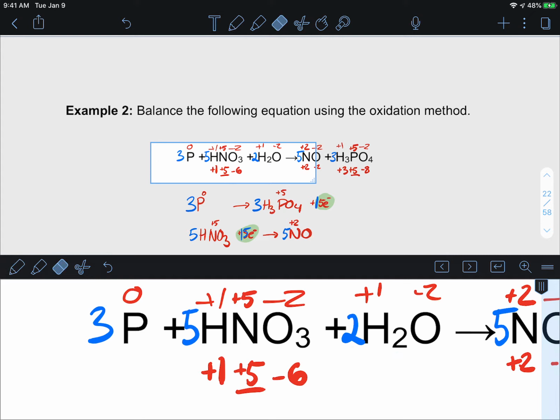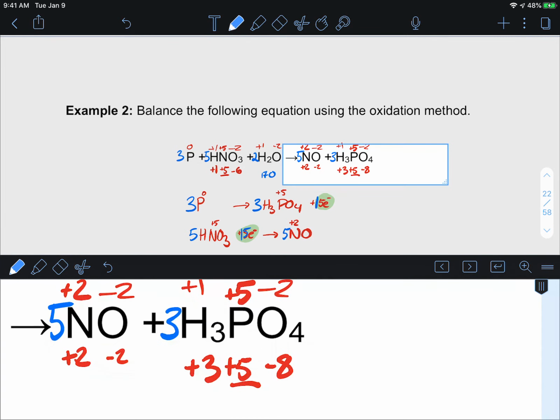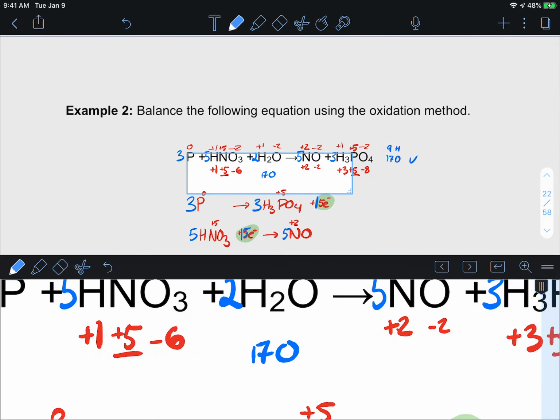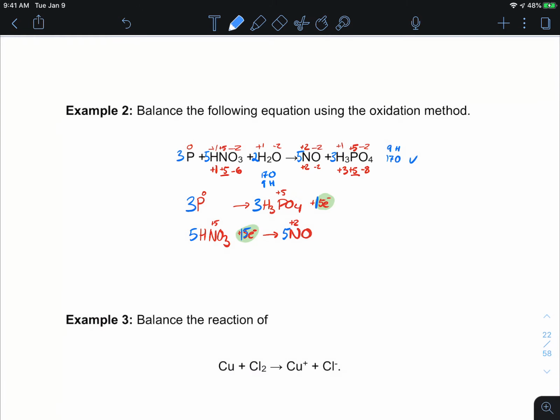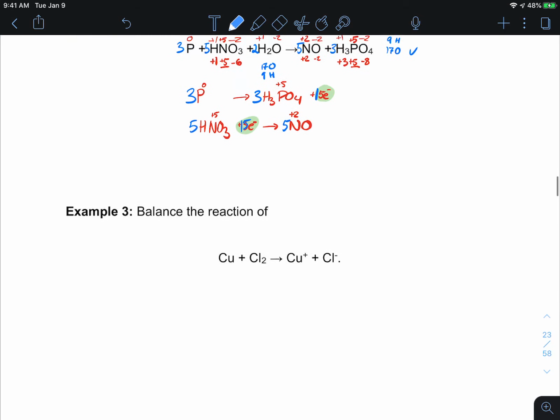Let's see if the oxygens worked out. 5 times 3 is 15. And 2 times 1 is 2, so 15 plus 2, 17. I have 17 oxygens on this side. And so let's go on the other side. 5 times 1 is 5. 3 times 4 is 12. 12 plus 5 is 17. So I have 17 oxygens. So it is balanced: 17 oxygens and 9 hydrogens. And we know the phosphorus and the nitrogens are balanced because we balanced them ahead of time. So that's our final balance.